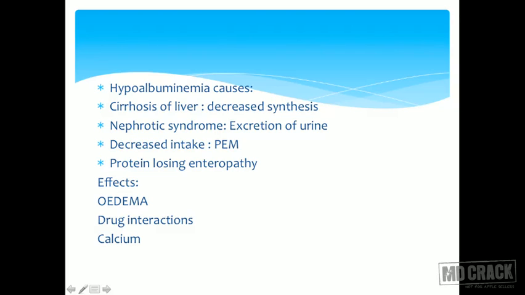Nephrotic syndrome. Why in nephrotic syndrome? Again, in nephrotic syndrome, the albumin is excreted out of the body in the urine. Decreased intake like protein energy malnutrition, or decreased absorption of albumin like in protein losing enteropathy. Whenever albumin levels are low, the first thing that we see is edema. Then it is responsible for different drug interactions. As I said, phenytoin and dicumarol interactions take place if the albumin levels are low, and calcium is one more important thing that is required to be remembered when we talk of albumin.